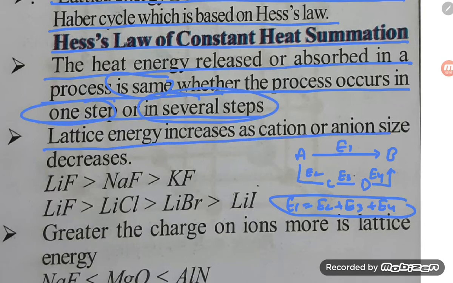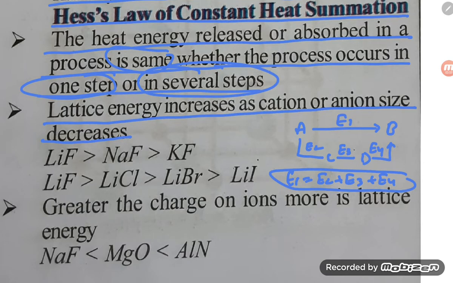Lattice energy increases as cation and anion size decreases. If the size is small, lattice energy is more. In LiF, NaF and KF, the highest lattice energy will be in the case of LiF. Similarly, LiF, LiCl, LiBr and LiI: in this case the size of the ion increases, so the lattice energy will also decrease. So lattice energy increases as the cation or anion size decreases. Down the group, the size of the anion is increasing, so lattice energy is also decreasing.